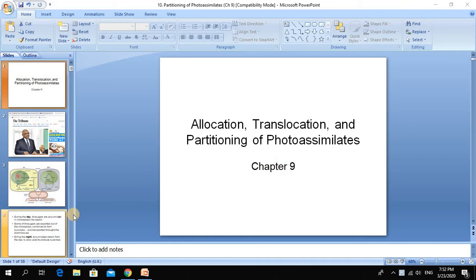Today we should be covering those products of photosynthesis. So the allocation, translocation, and partitioning of the photoassimilates, which is covered in chapter 9.